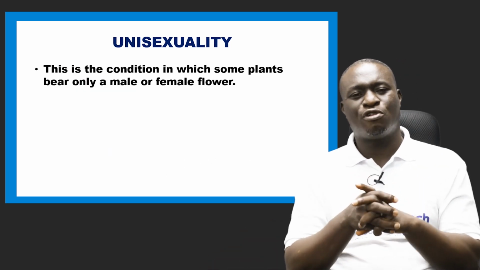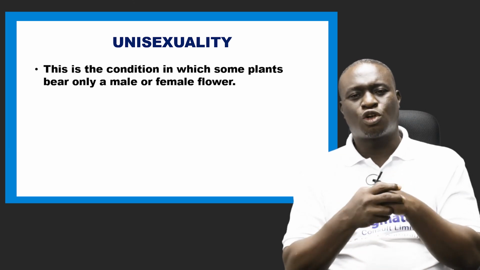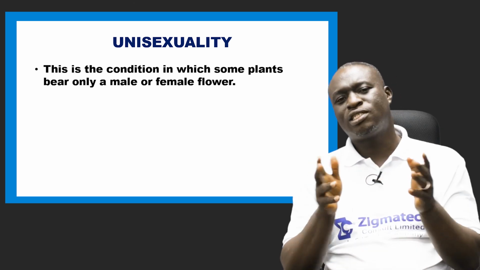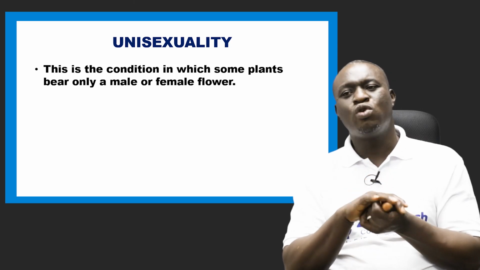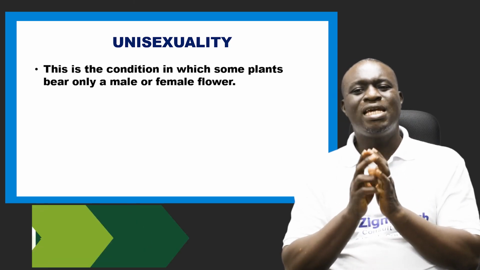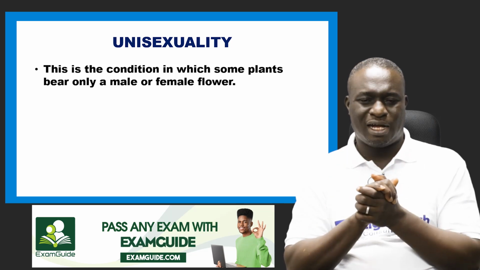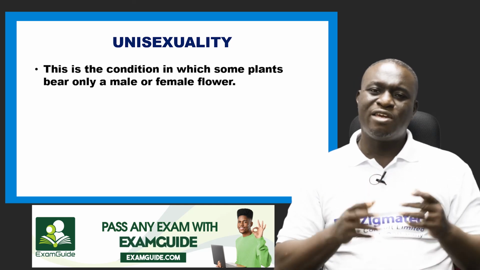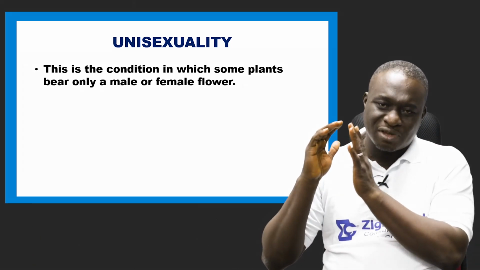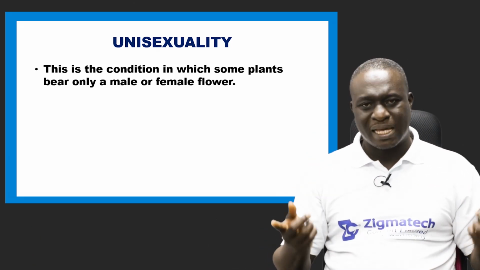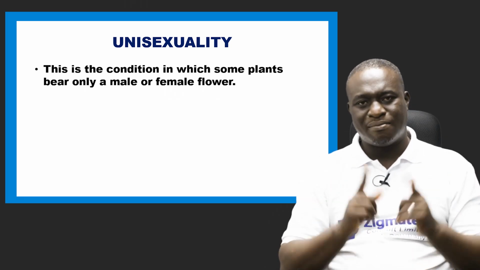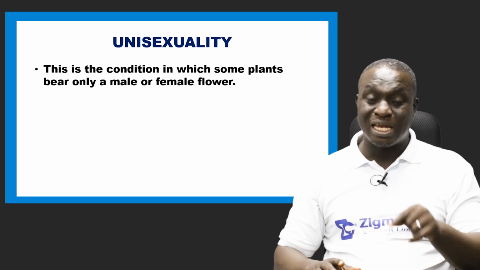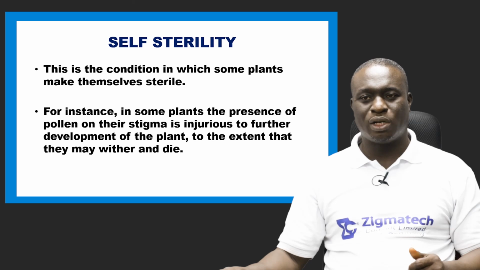Another condition necessary for cross-pollination to occur is called unisexuality. Unisexuality is a condition in which some plants bear only a male or a female flower. If you have a male flower and a different female flower, definitely there must be cross-pollination. So that is also another condition that must be in place for cross-pollination to occur.